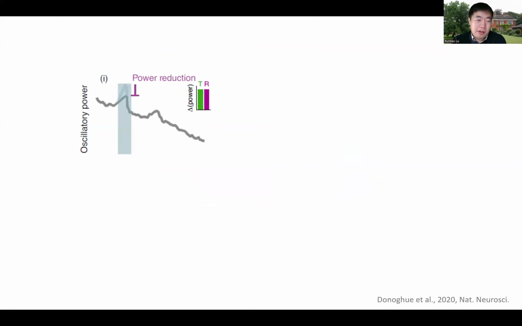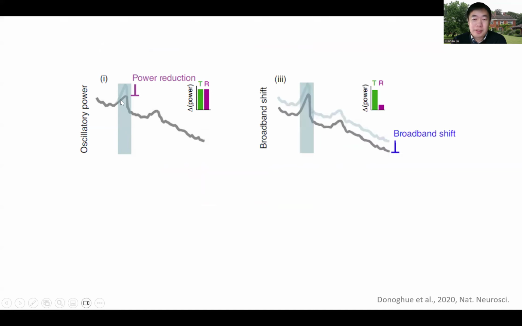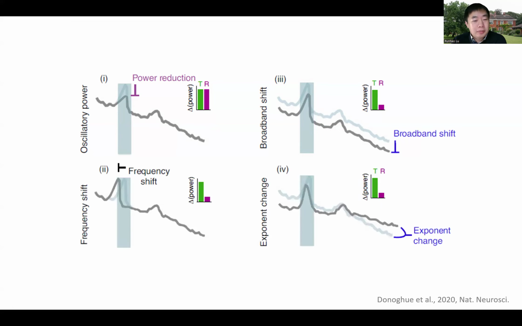When you find an alpha decrease, you may find a narrow band oscillatory alpha decrease like this. But it also could be a broadband shift over the whole power spectrum. So you will still find an alpha decrease, but it's not the whole story. And also you may find the alpha decrease here, but the truth is that the frequency peak just had a shift. For example, in one condition, the peak alpha frequency is 10 Hertz, and in another condition, the frequency of alpha is 8 Hertz. So you may still find an alpha decrease here, but it's not the case.